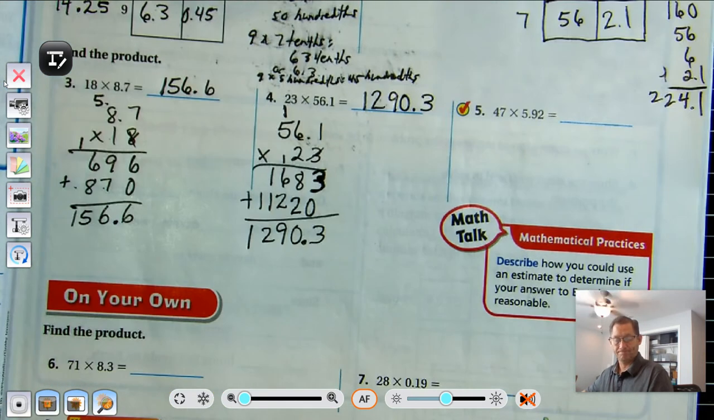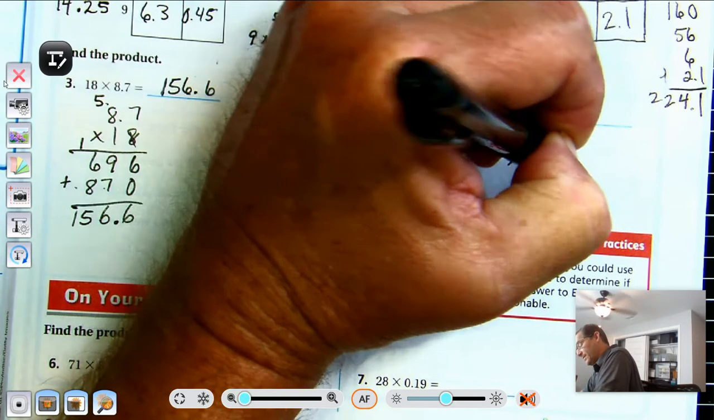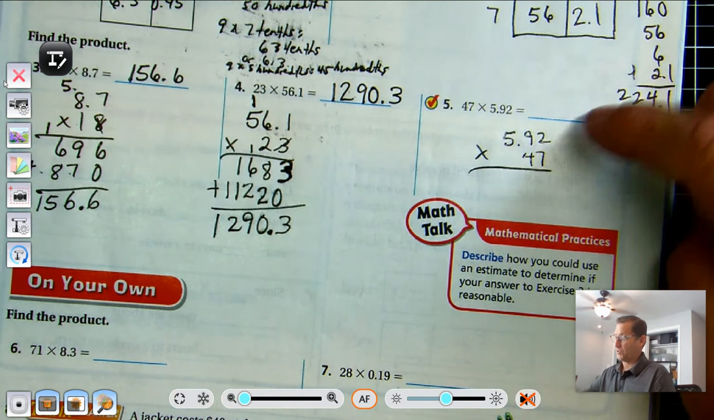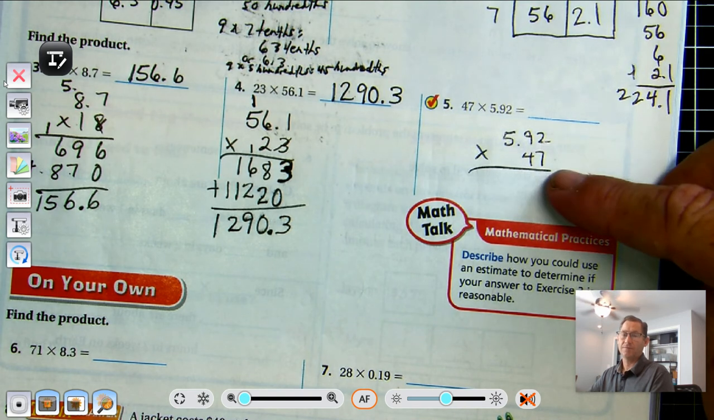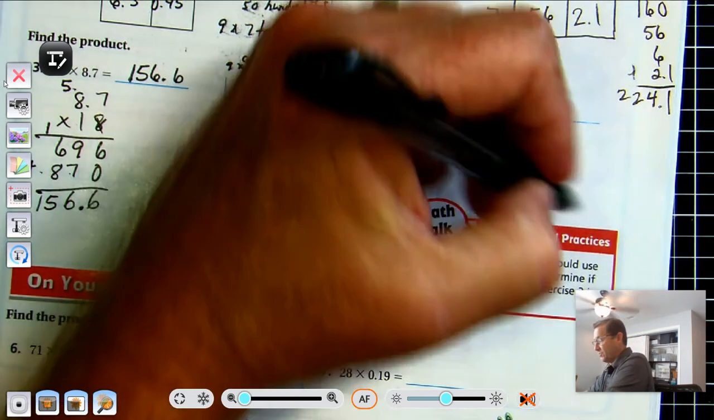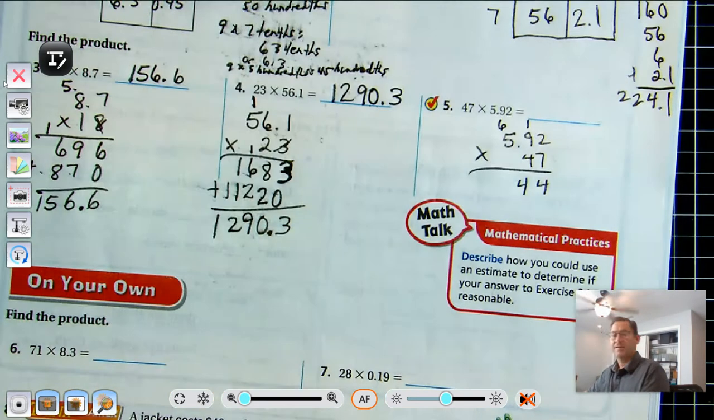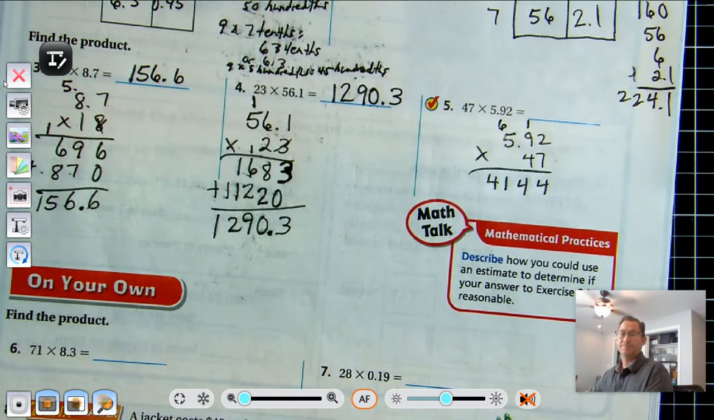Number 5. 5 and 92 hundredths times 47. So we're going to treat this as 592, because in a sense we can multiply by 100, right? Means our product will be multiplied by 100 as well. So 7 times 2 is 14. 9 times 7 is 63, plus 1 more is 64. 7 times 5 is 35, plus 6 more is 41.